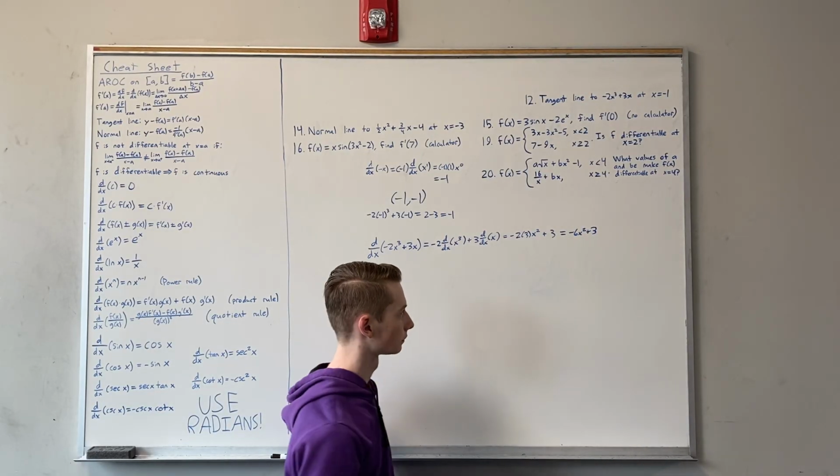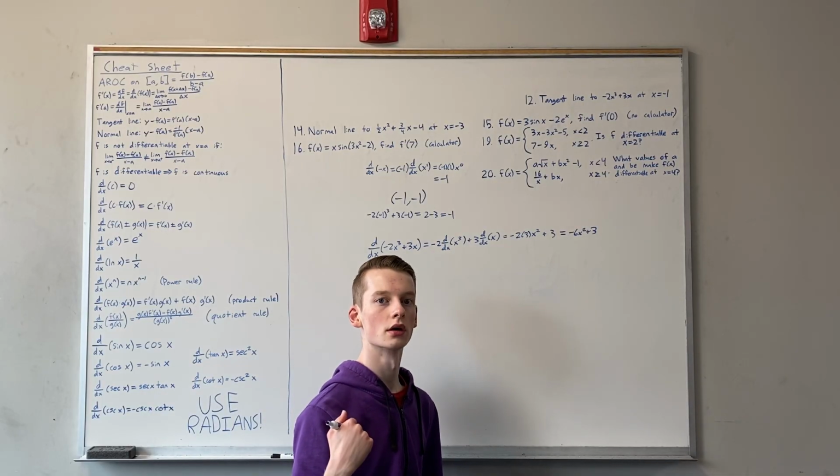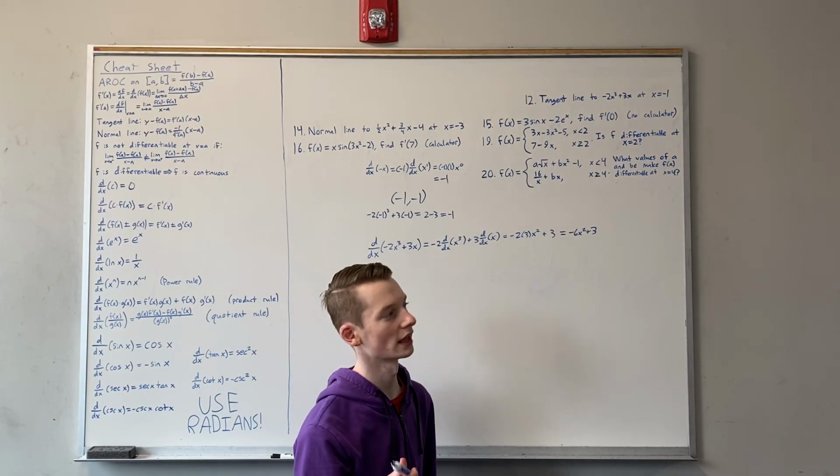But I don't want it anywhere. I want specifically the slope of the function at x equals negative 1. So that's what I'm going to plug in.